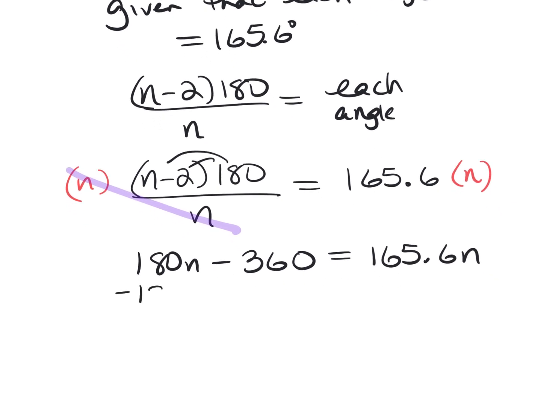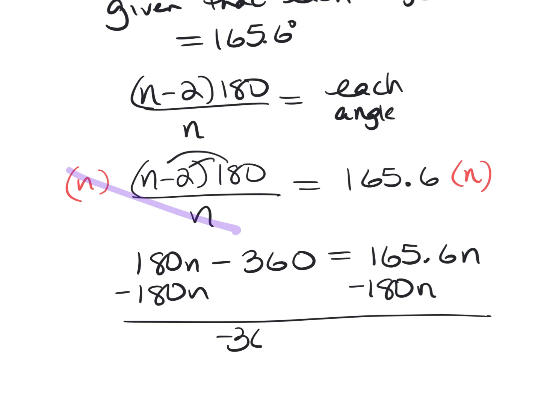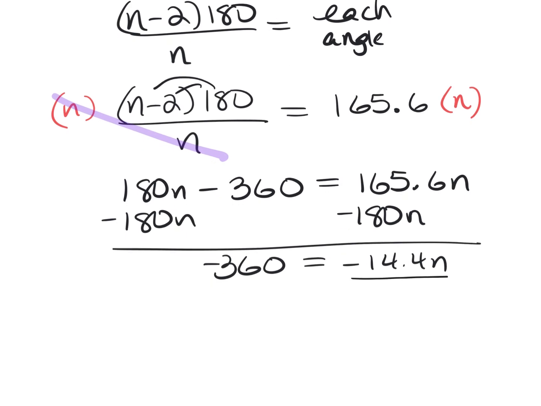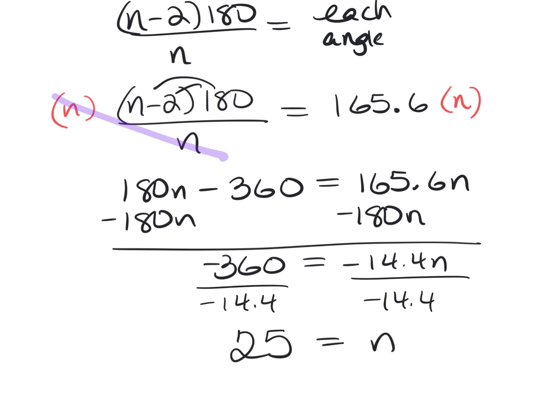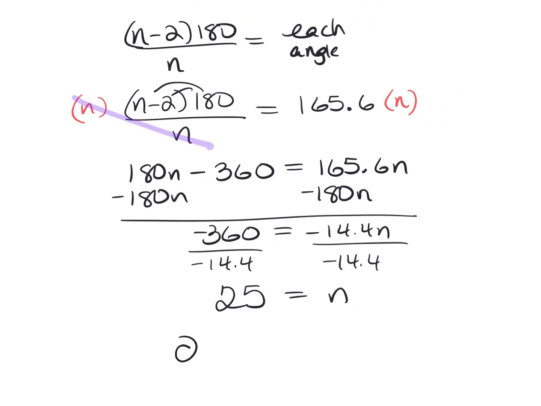I need to get my like terms together. So I'm going to subtract 180n. And now I have negative 360 equals negative 14.4n. Divide both sides by negative 14.4. And I find that n equals 25. So this would have been a 25-gon.